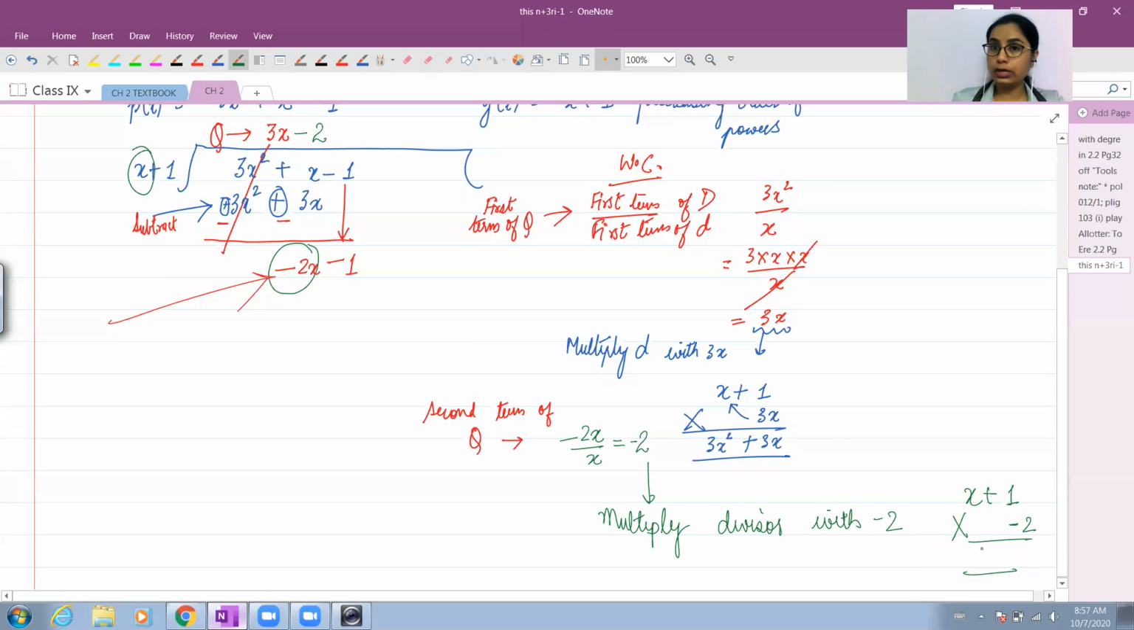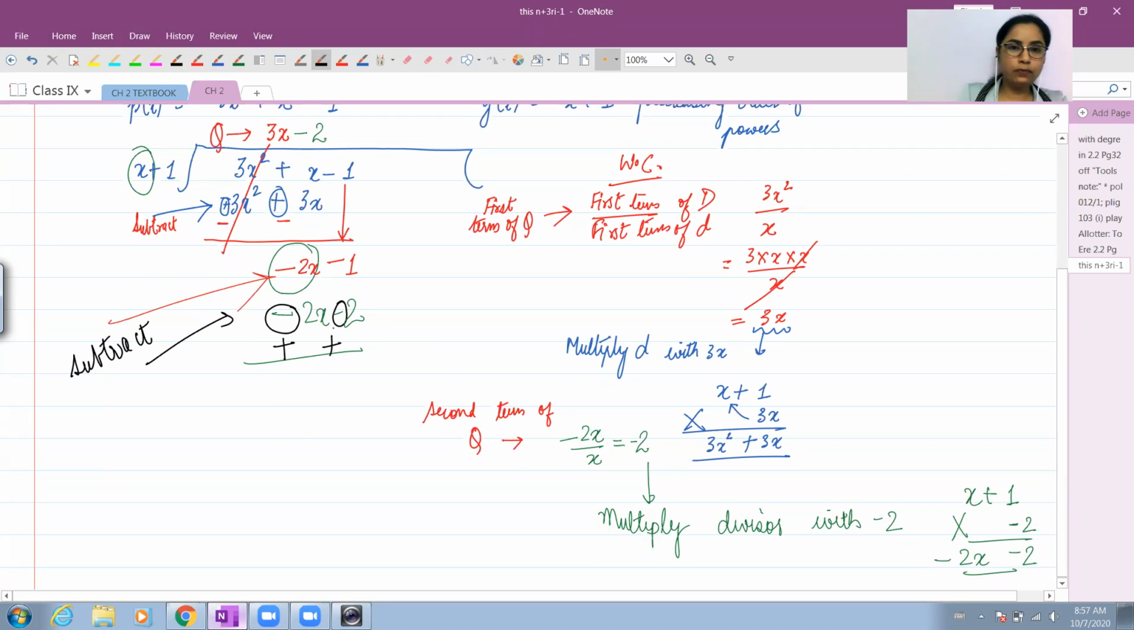You can do this orally, in your mind, if you want. It's not necessary. So minus 2 multiplied with minus 1 will be minus 2. Then minus 2 multiplied with x will be minus 2x. And let's list this down here. And then the next step will be to subtract. And when you subtract two algebraic expressions, the signs will be changed. So this minus changes to plus. The second minus also changes to plus.